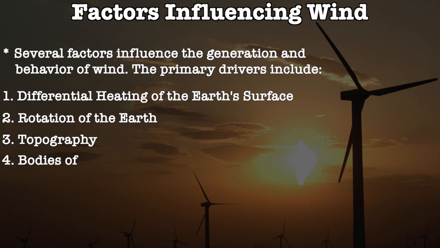Next one is bodies of water. Large bodies of water, such as oceans and seas, can influence wind patterns by moderating temperatures and creating onshore and offshore breezes. Water and land heat up and cool down differently. So, if you are near the ocean, you might feel a nice sea breeze because the land heats up and cools down faster than the water.